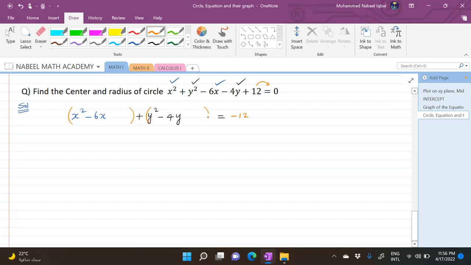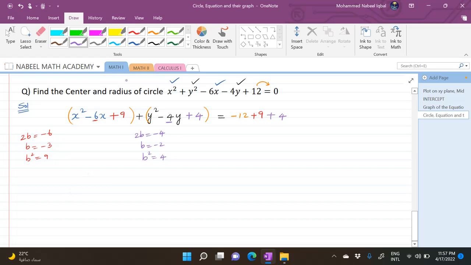Now I have to complete the perfect square. How will you complete the square? It is the same rule. I take 2b equal to minus 6, so b equals minus 3, and b square is 9. So I will add plus 9 on the right side and plus 9 on the left side. Now the next one: what is 2b here? 2b is equal to minus 4, so b is equal to minus 2, and b square is equal to 4. Therefore, I will add plus 4 on the left side and plus 4 on the right side.